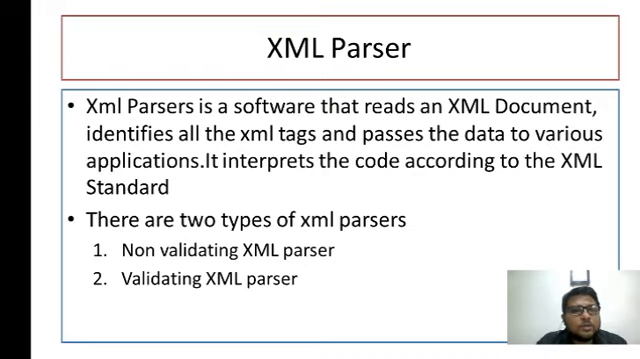Whatever data I want to pass to a different application, it will pass the data. It interprets the code according to the XML standard. So according to the XML standard, it will identify the data and interpret the data. There are two types of XML parsers. The first one is the non-validating XML parser, and the second one is the validating XML parser.